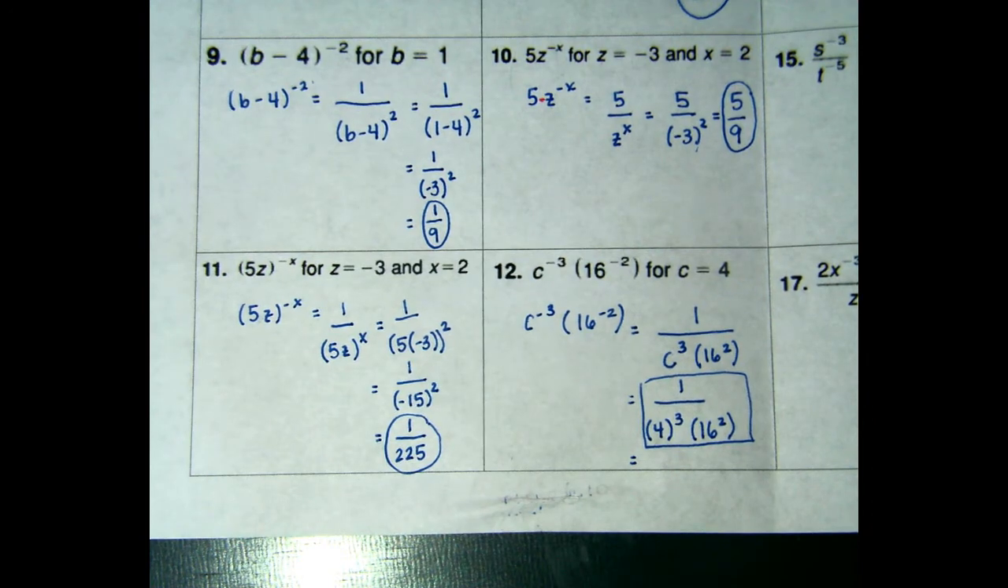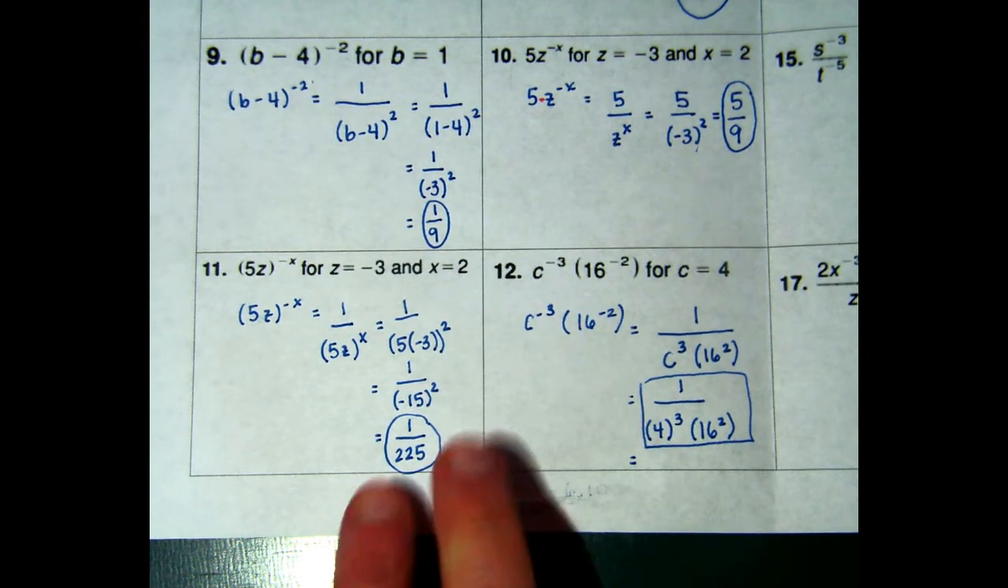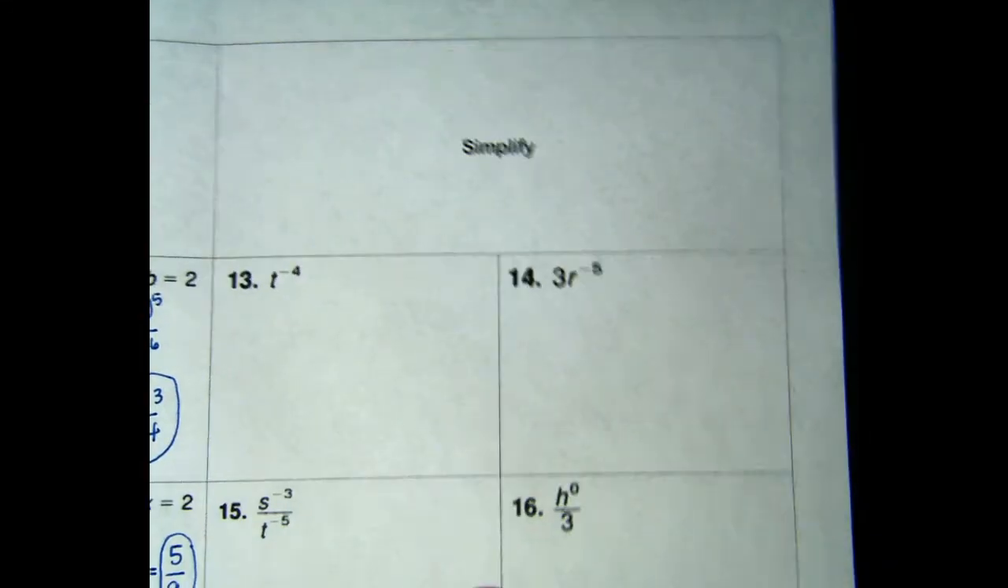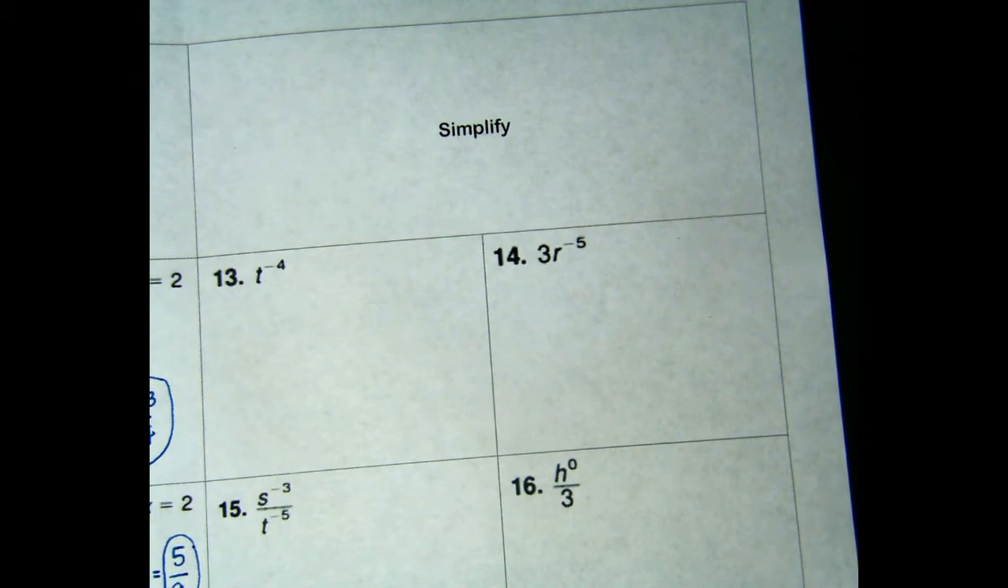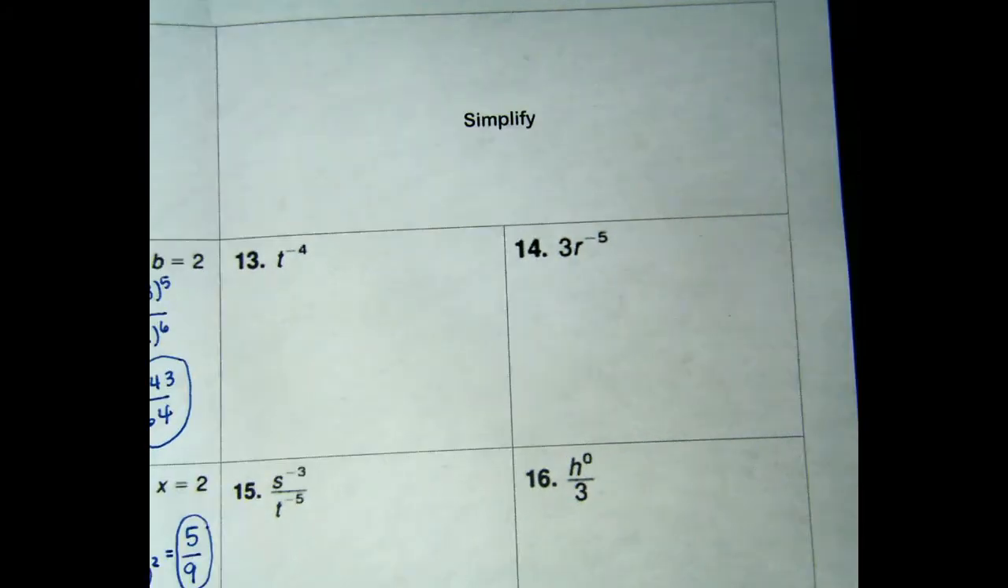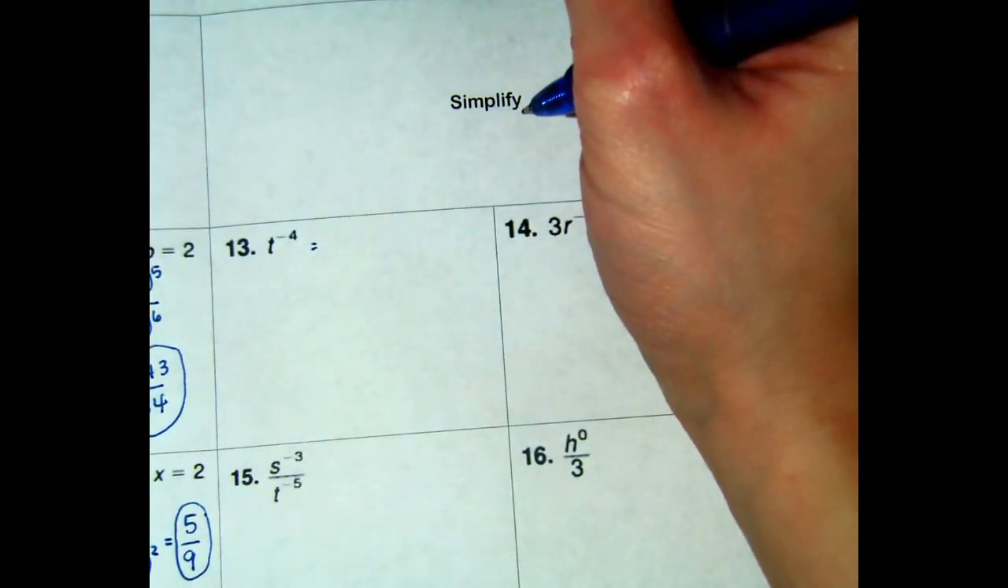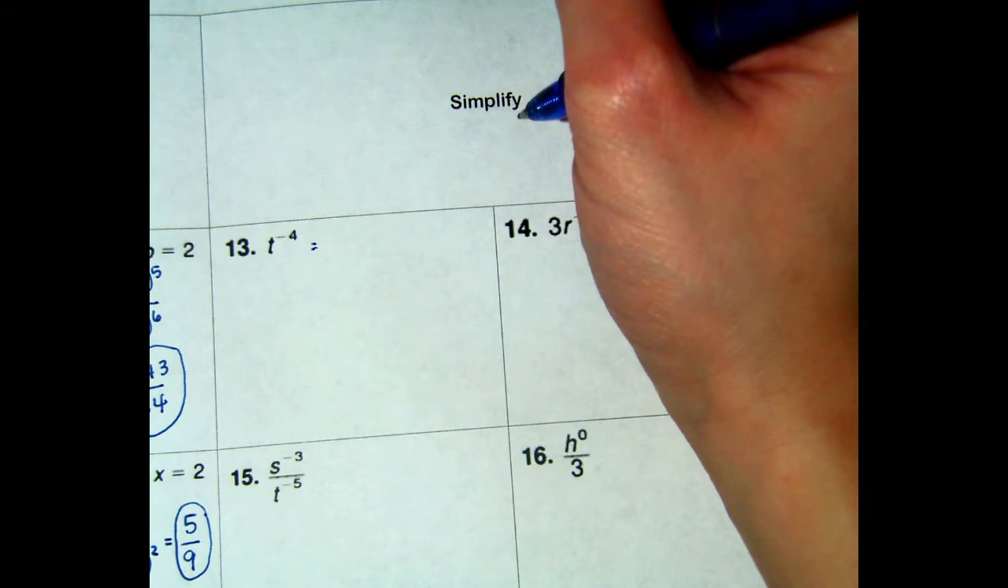Okay, last but not least, we are going to simplify. Simplifying means I have just variables. I'm just going to move things around. I might have to simplify some numbers, some fractions. It doesn't mean I will have to, but it could happen.